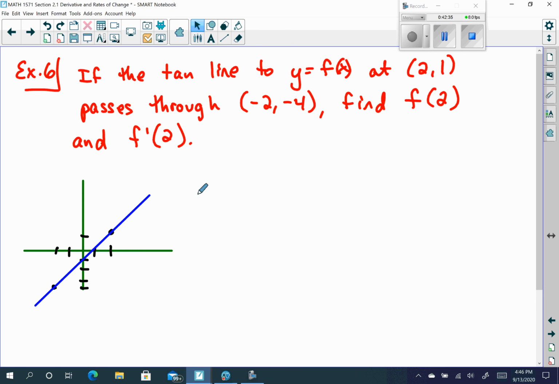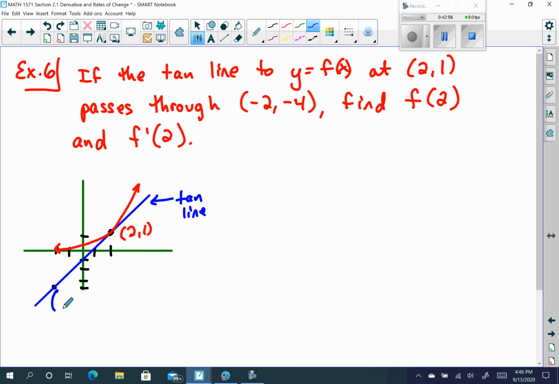All right, now the point right here at (2, 1) is tangent to a curve. So let's say I have some kind of curve looking like this. Here is the point where it's tangent. Again, this is the point (2, 1). What's blue here is my tangent line.